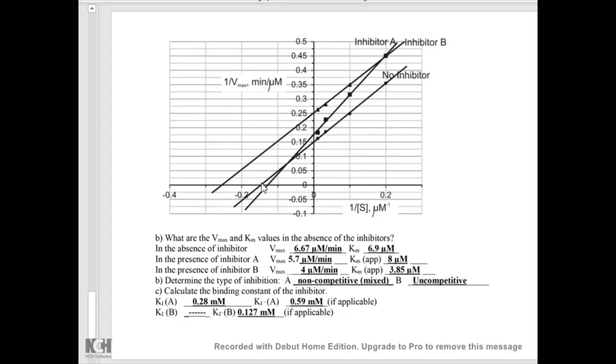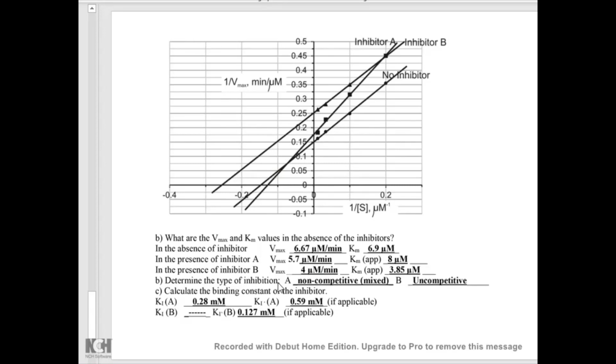And then the second intercept point for no inhibitor is here with the x-axis. You pick up this point, make sure that you follow the scale and make it negative inverse, and you get this number. Okay, you do the same for the lines in the presence of inhibitor A and in the presence of inhibitor B, right? Then determine the types of inhibition.